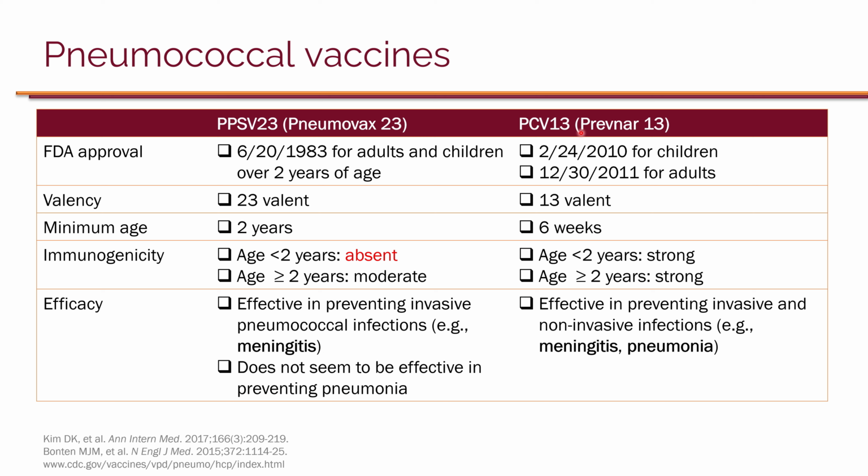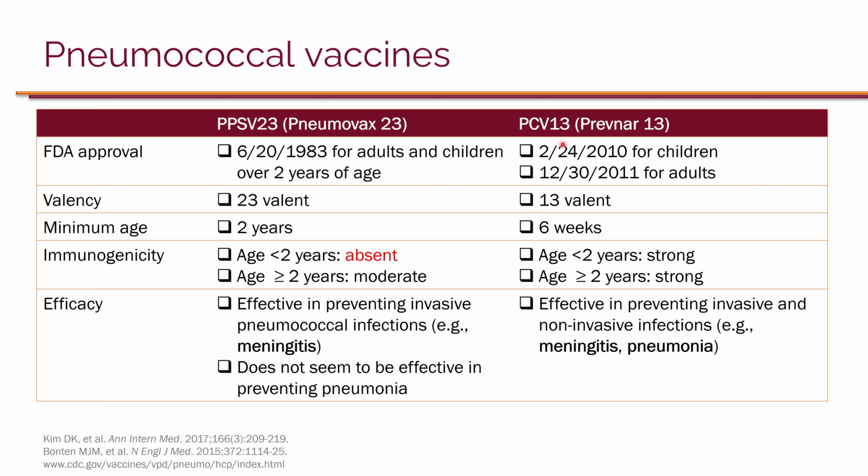And then PCV13, which is the better formulation. It's conjugated, so it has enhanced immunogenicity that depends on T cells, and for that reason it does work in children under the age of 2. So it's approved for anyone 6 weeks old and older, and it has been part of the childhood immunization schedule. In fact, it came to the market for children first before it came to the market for adults, since 2010. And it has been proven to prevent not only meningitis but also pneumonia.